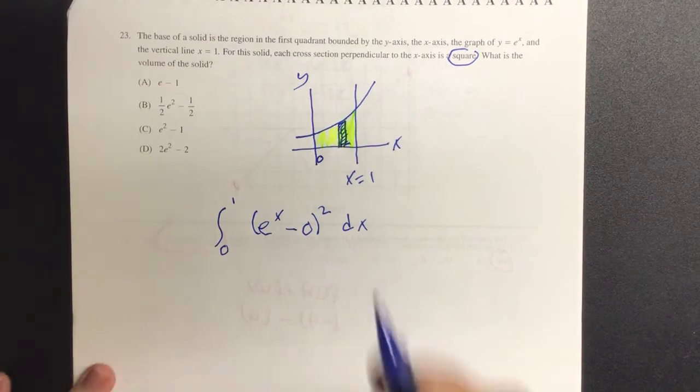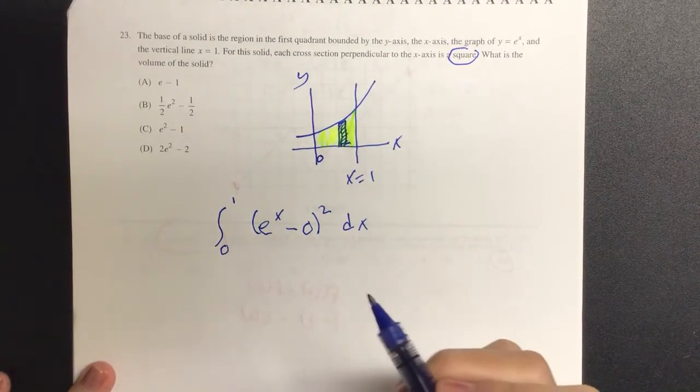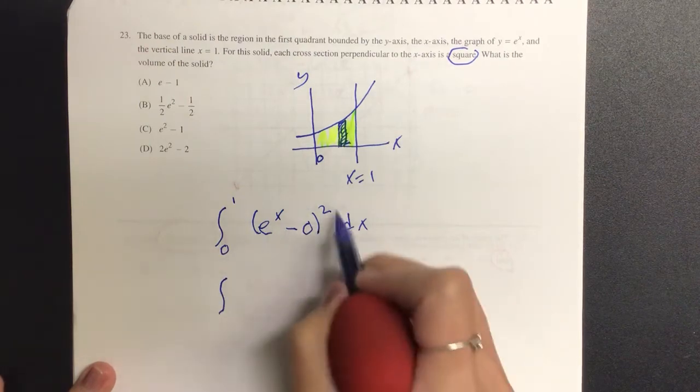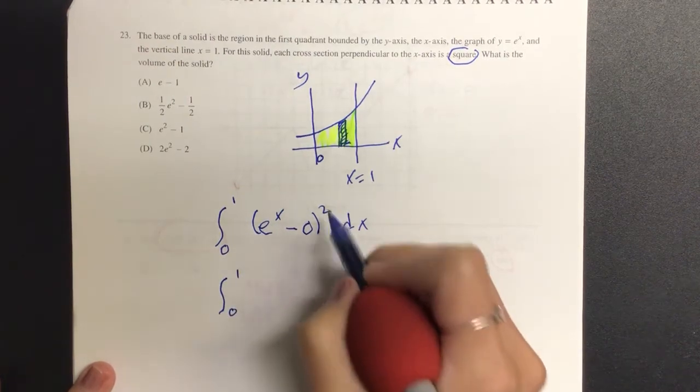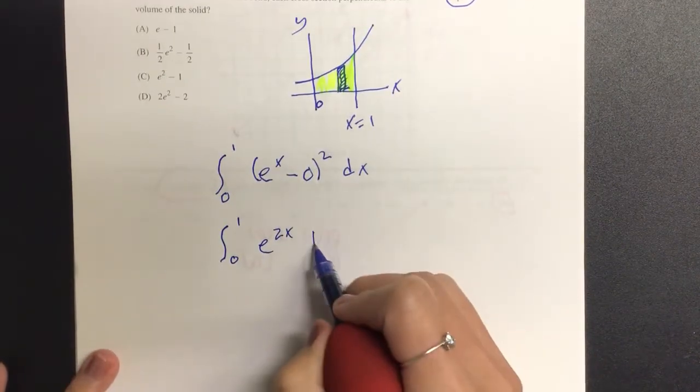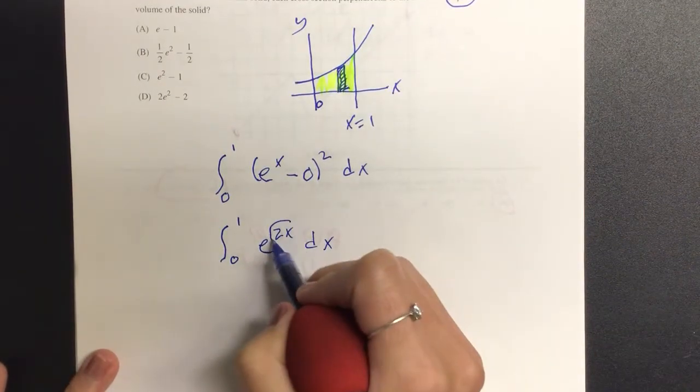So let's do this one by hand. So we have the integral, and let's simplify this guy right here, 0 to 1. When I distribute my 2, I get e to the 2x. And 0 really doesn't matter, right? So let's do our u substitution.